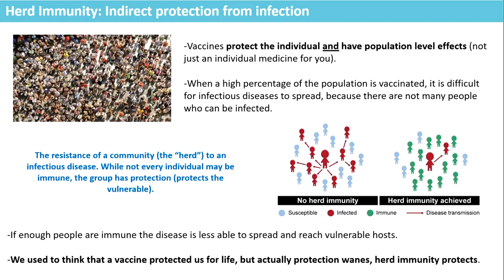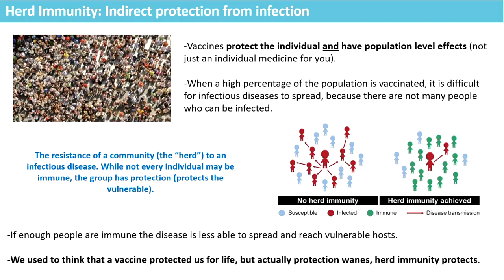And that links on to herd immunity. This is essentially where we get indirect protection from infection. As I mentioned earlier, a vaccine will protect the individual, but it also has population-level effects. It's really important to consider that a vaccination is not just for you, it's for maintaining herd immunity within the population. When a high percentage of the population is vaccinated, it's really difficult for an infectious disease to spread because there are not that many people it can spread into. And that's shown in this diagram here.